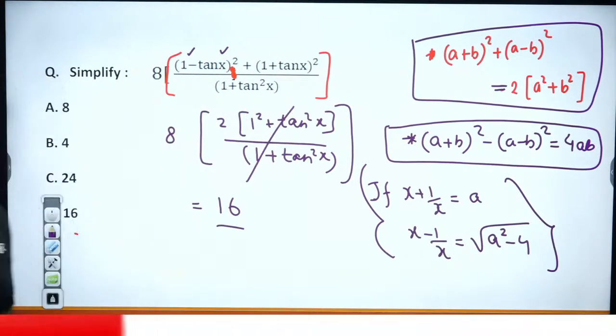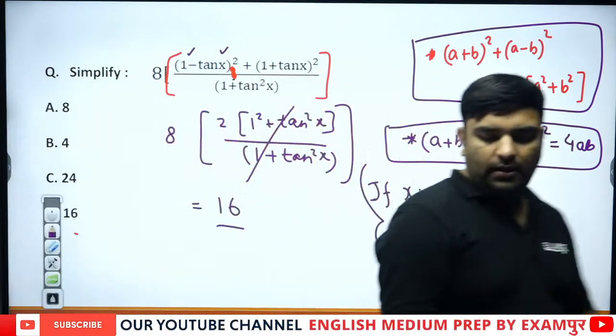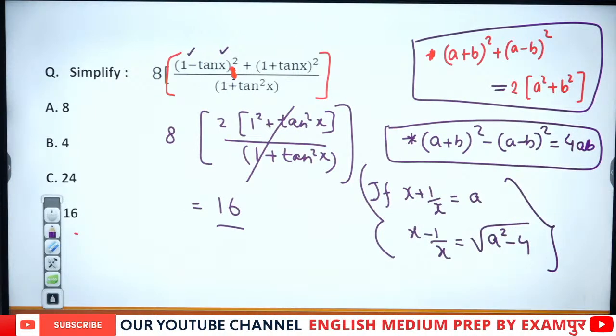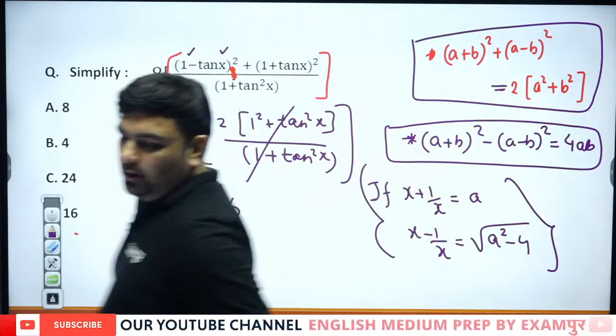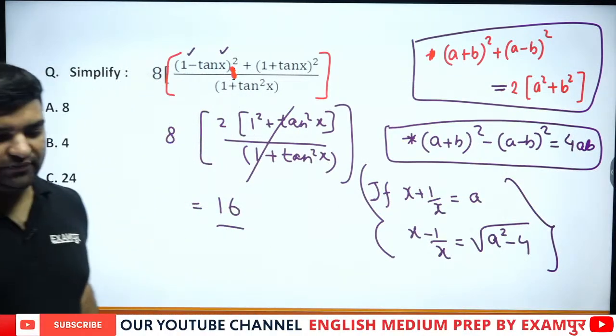This is what I derived from here. If x plus 1 upon x is a, then x minus 1 upon x is under root of a square minus 4.